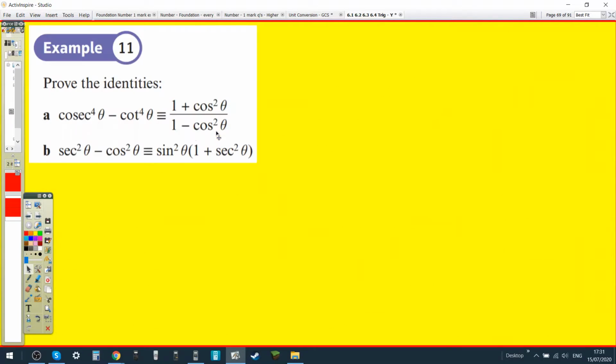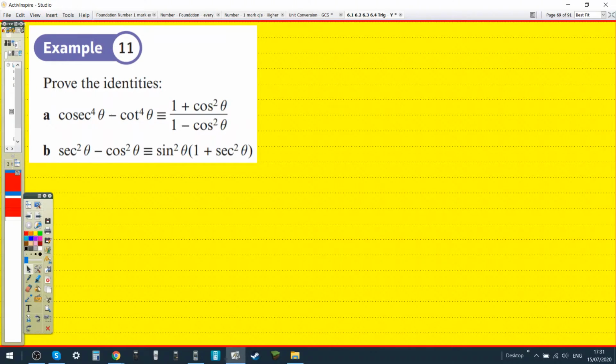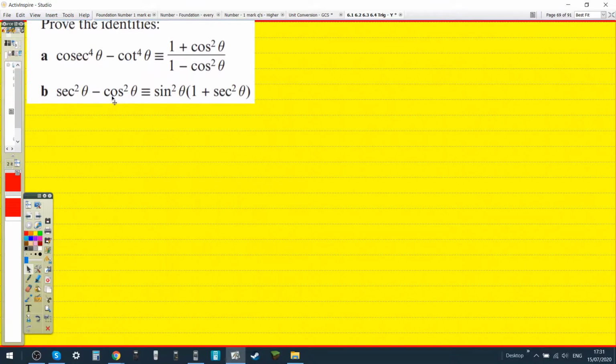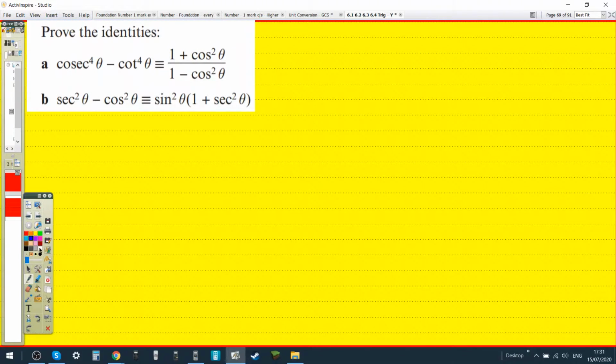All right, let's do it all again. Question B. Oh, you can't see that. So is it the difference of 2 squares again? Yes. So sec theta plus cos theta times sec theta minus cos theta.